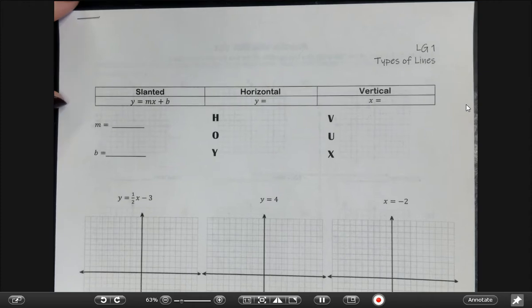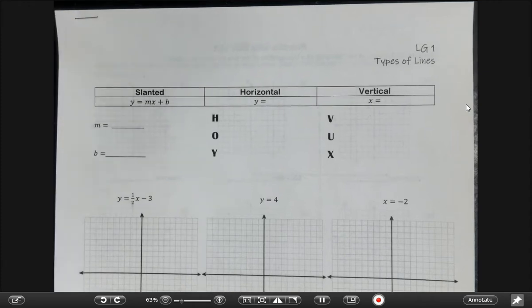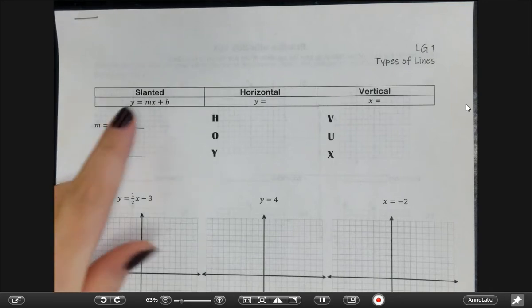So we are going to be talking about types of lines. Welcome to your new lesson, or your new unit. This unit is linear graphs, and all we're going to be doing this whole unit is talking about types of lines. The first one we're going to see here is slanted.